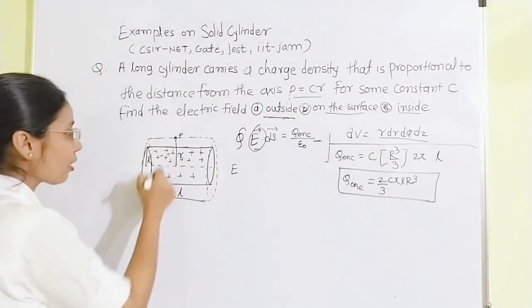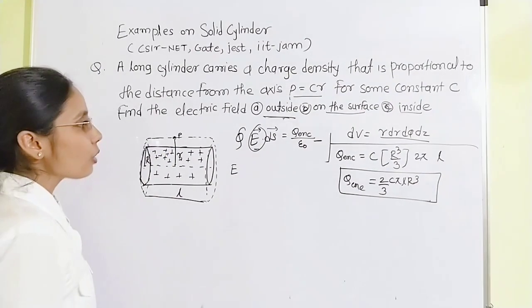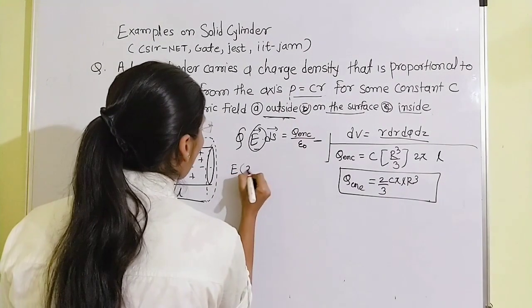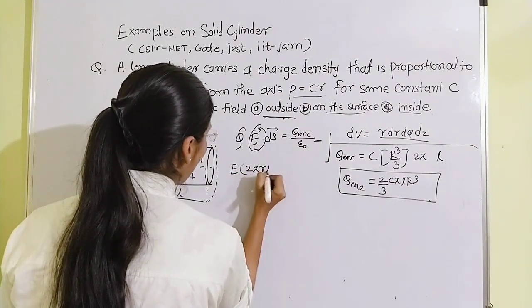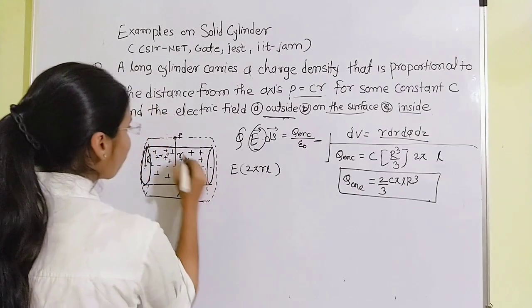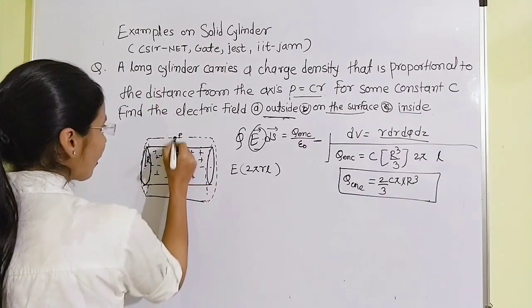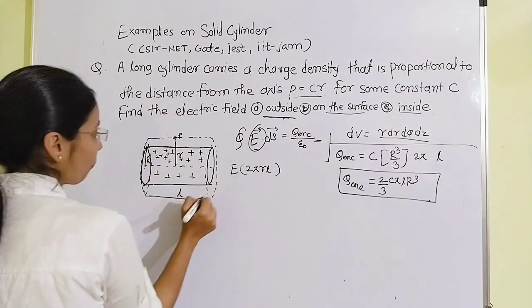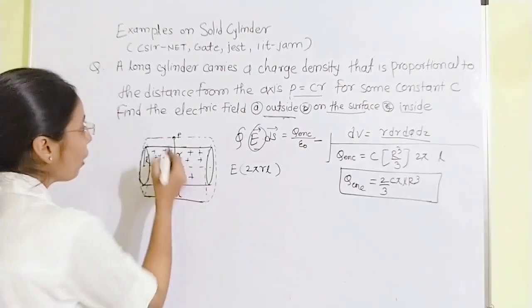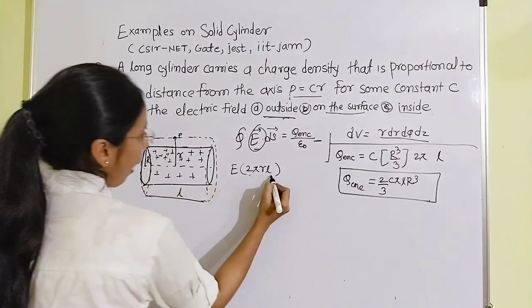So our Gaussian surface is in the form of a cylinder. The area of the cylinder is 2 pi rl, because this r is the distance, or the radius, of the Gaussian surface. So this is the 2 pi rl.